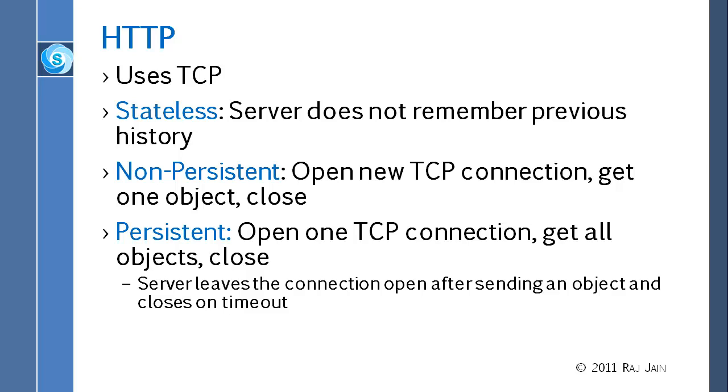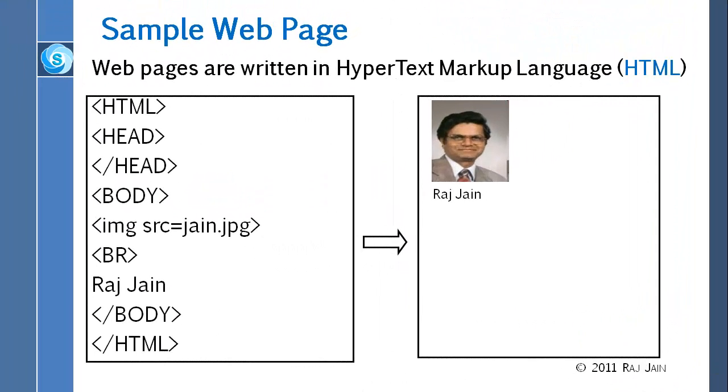Web pages are written in HTML. So let's write a page. Here is a page: HTML, head, end head, and then body, image, jan.jpg, break, name, Raj Jain, last name, end body. This is a full page, right? If you write this page and open it in the browser, you will get this picture and this name. Those of you who have not written HTML, this might be a good idea because it's so easy. There's nothing here except the header and then the body and these things, like image, source file name, and the text.